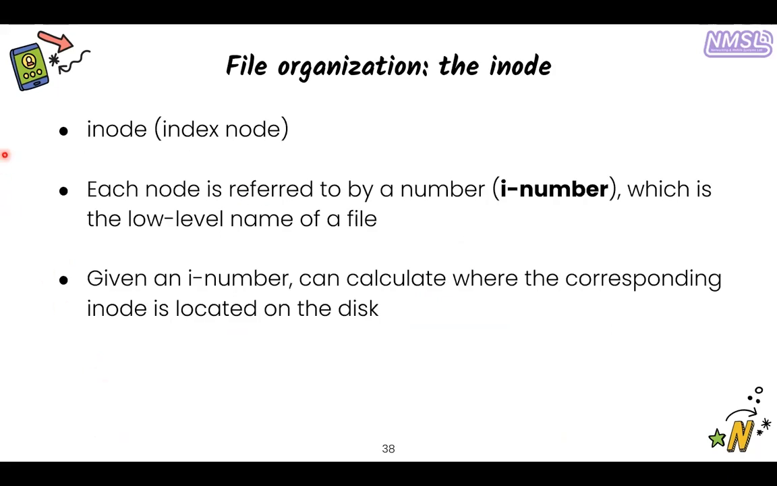Now, inode, we talked about inode. But we didn't really say what I stands for. It's index node. So each inode is referred to by a number called the inumber, which is the low-level name of a file. So given an inumber, you can calculate where the corresponding inode is located on the disk. So with just a number, we need to be able to know where it is.